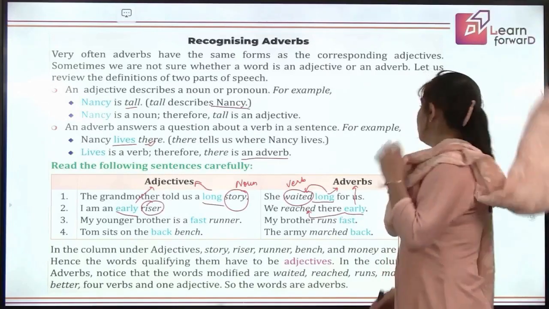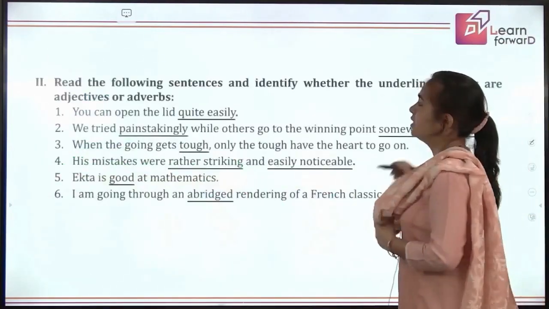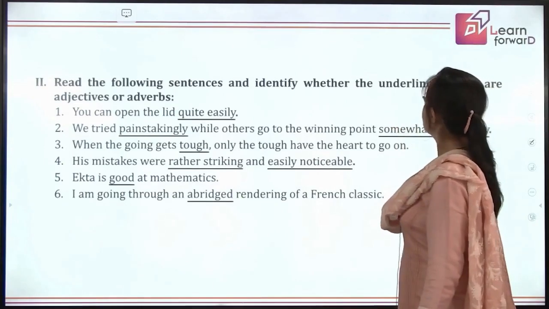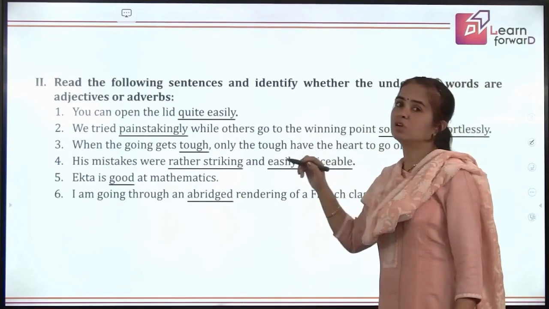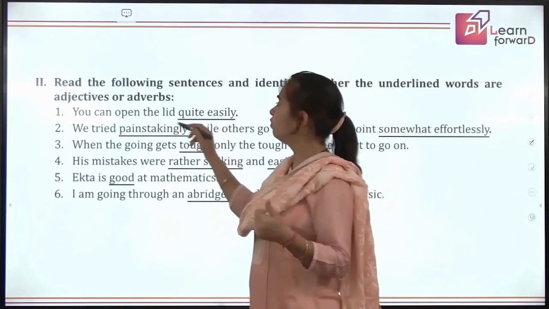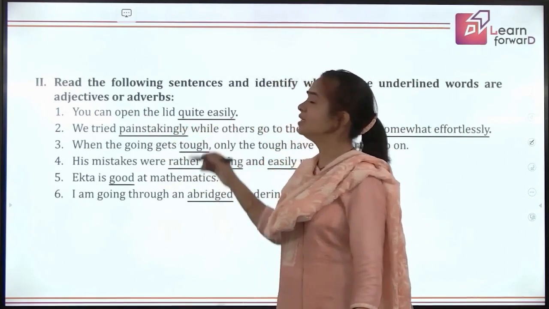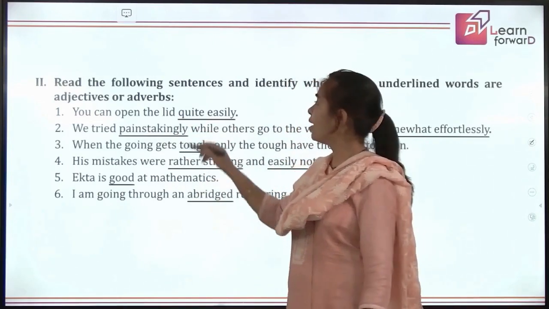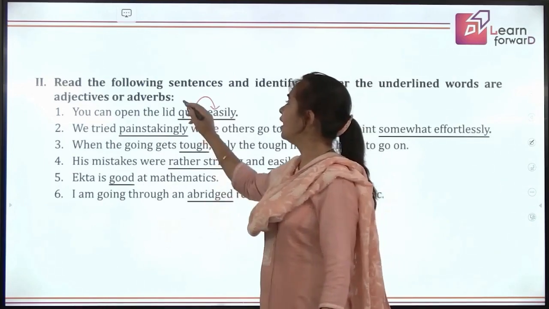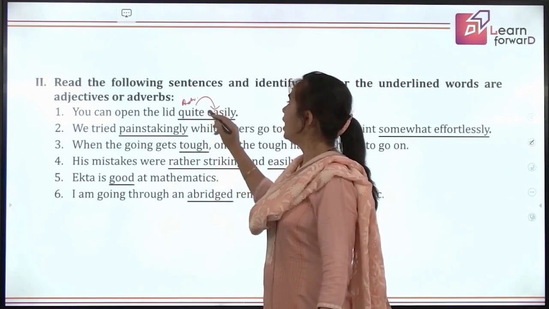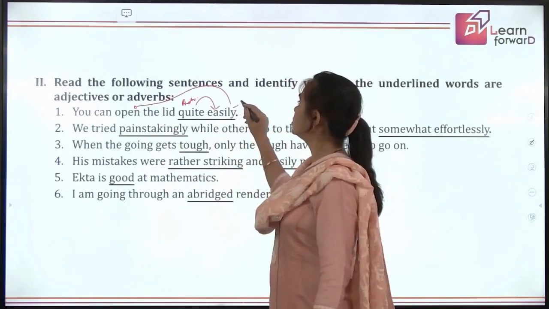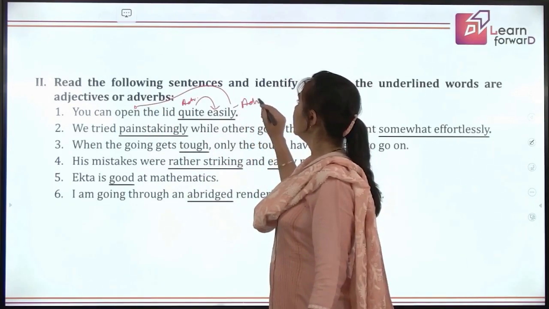So, can we move ahead now? Here's an exercise for you. Read the following sentences and identify whether the underlined words are adjectives or adverbs. So, you'll just go carefully. Think, what is it modifying? You can open the lid quite easily. So, quite is telling you about easily. That is why it is an adverb. And easily is telling you about open. How can you open? So, this is also an adverb.